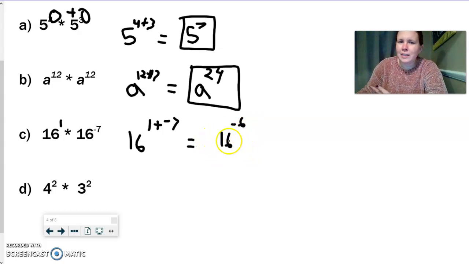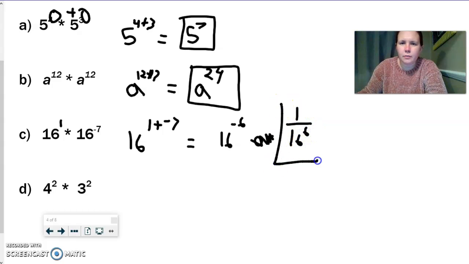We, again, don't leave them as negative, so I would rewrite this. You need to rewrite this so that the exponent isn't negative, so I'd have 1 out of 16 to the 6. And it's okay that you leave it in this form. But again, get rid of that negative exponent.